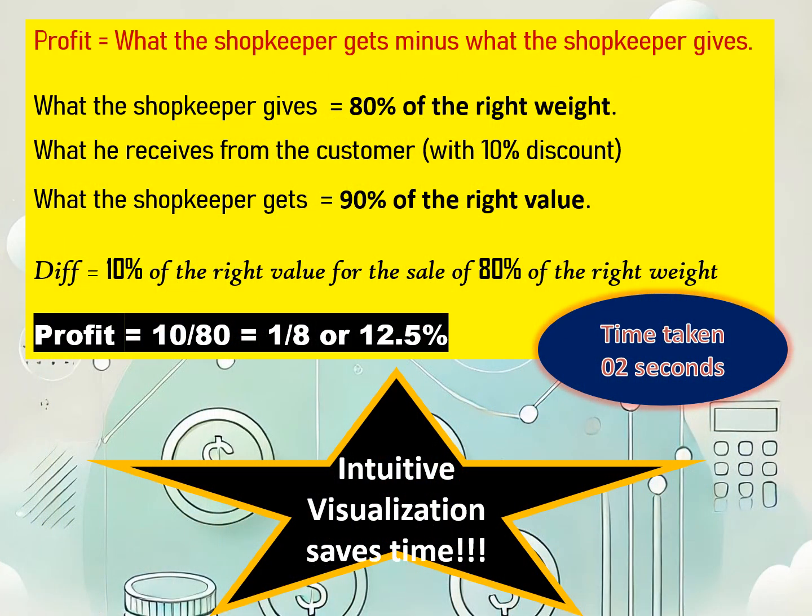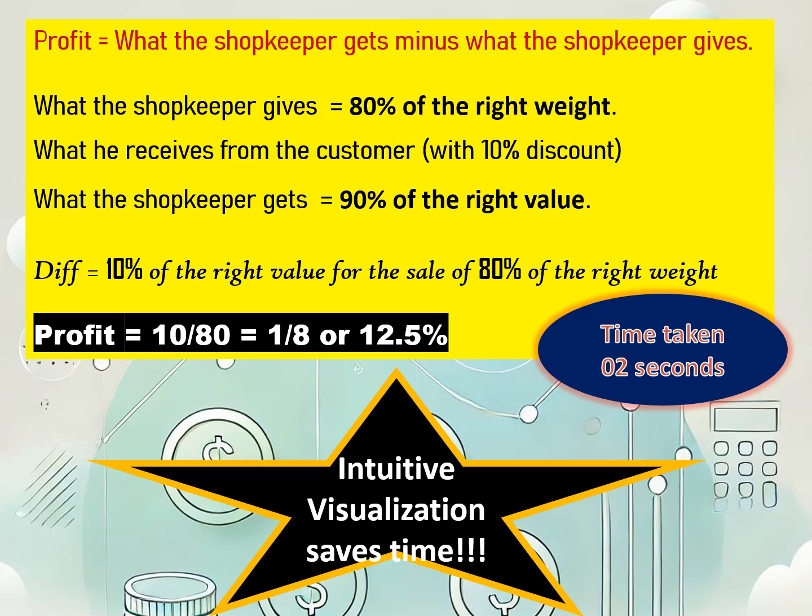Profit is what the shopkeeper gets minus what the shopkeeper gives. Now, what does the shopkeeper give? He gives 80% of the right weight because he is cheating the customer by 20%. He is using the faulty balance. So what the shopkeeper is giving to the customer is 80% of the right weight. And what does he get? He receives from the customer, because of the 10% discount, 90% of the right value.